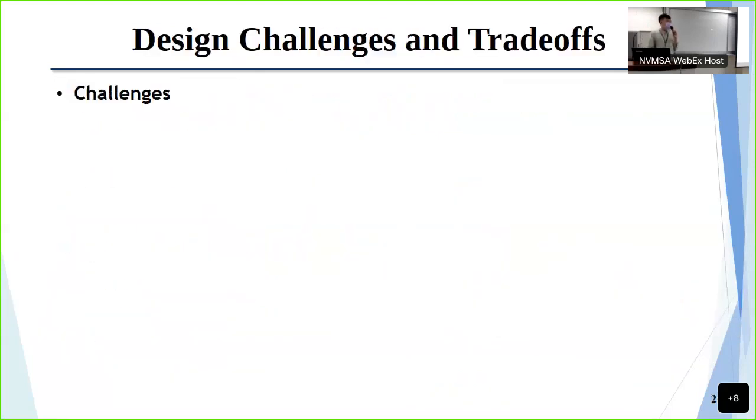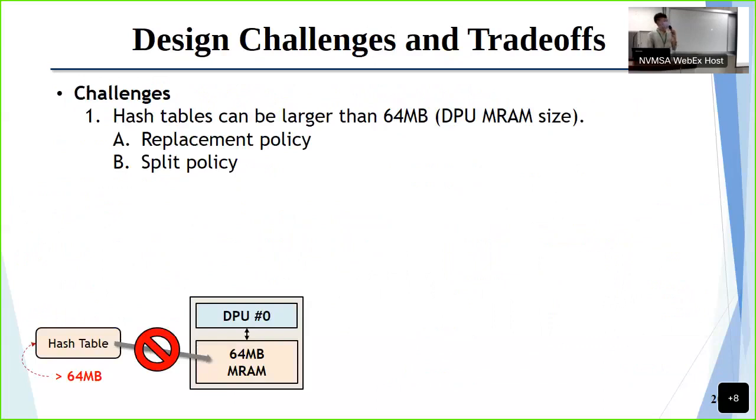The implementation of DPU-based Kallisto is only a basic workflow or basic design. There are still some design challenges when we are facing different workloads. The first one is the size of a large hash table. The hash table can sometimes be larger than 64 megabytes, which is the size of the DPU NVRAM. To deal with the problem caused by a large hash table, we have 2 policies to manage our workflow. The first one is the replacement policy, and the other one is the split policy.